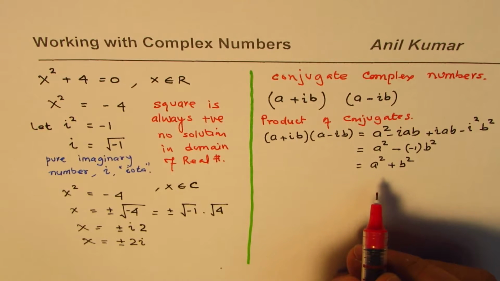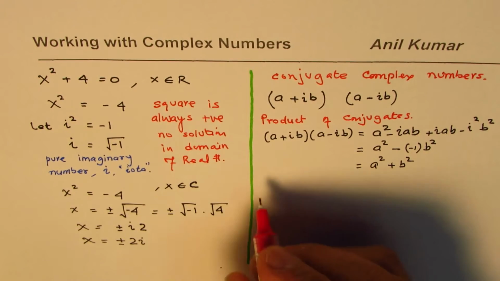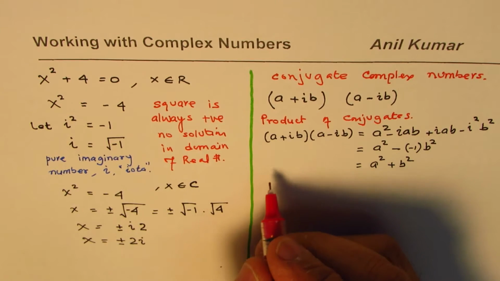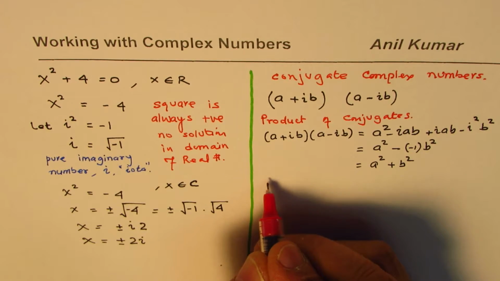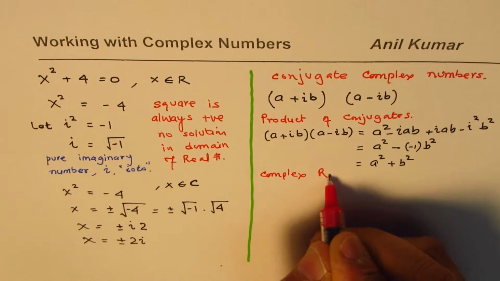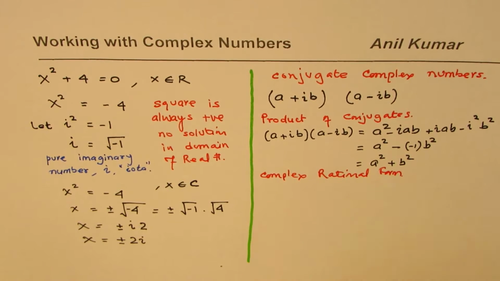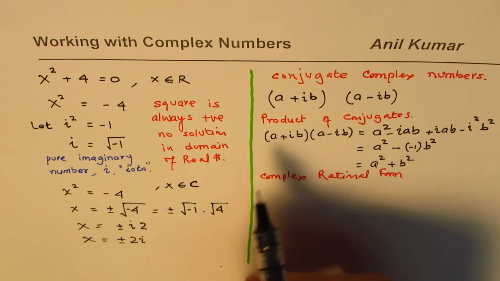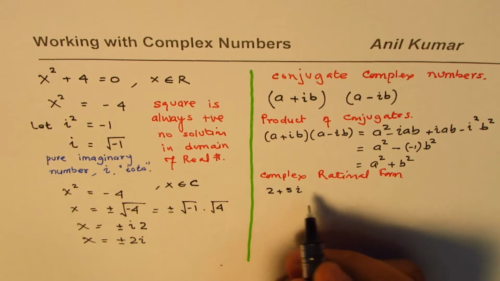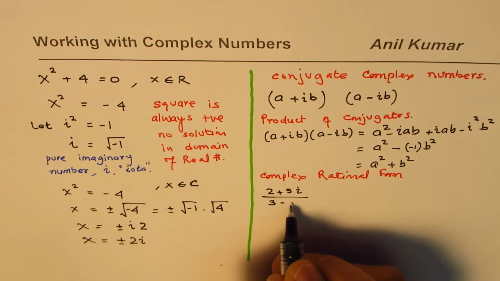Now we will see how to separate the complex and real parts. So we'll write how to separate complex and real parts when we write complex numbers in rational form. So let's look into complex rational form. Right, so let me write down an example. Let's say we have here 2 plus 5i divided by, let's say, 3 minus, let's say, i.